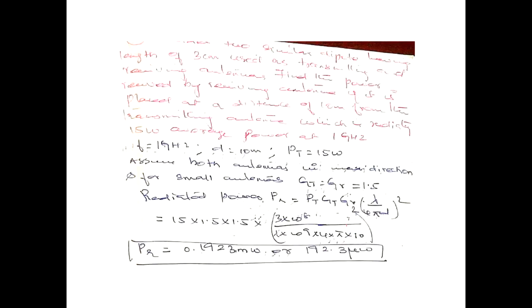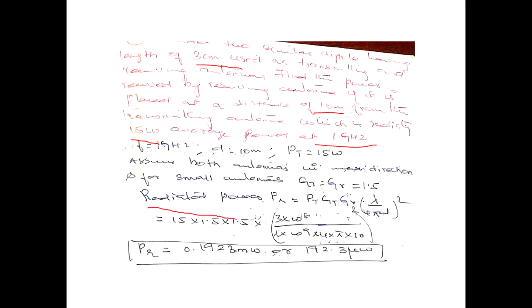Then the next problem. It is given: consider two similar dipoles having a length of 3 meters, used as the transmitting and receiving antenna. Find the power received by the receiving antenna if it is placed at a distance of 10 meters from a transmitting antenna which is radiating 50 watt average power at 1 gigahertz. So these are the given parameters. You are asked to find the received power.